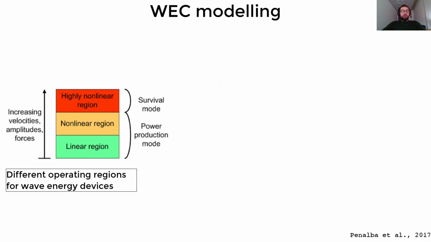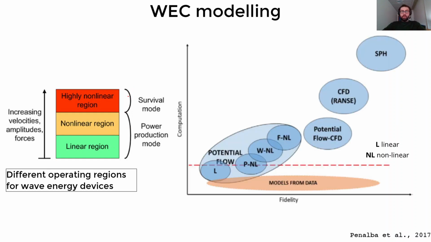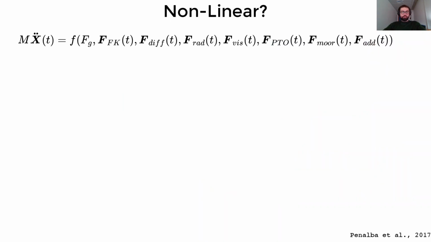can be performed considering different operating regions according to the limit states that we are considering. So, for example, we can have power production mode or survival mode. Penalba et al. charted the fidelity of the available numerical models against the computational cost. Here I introduce two mainstream codes. The first one is WAMIT, which is a potential flow-based code, and here we can see the SPH-based code DualSPHysics.